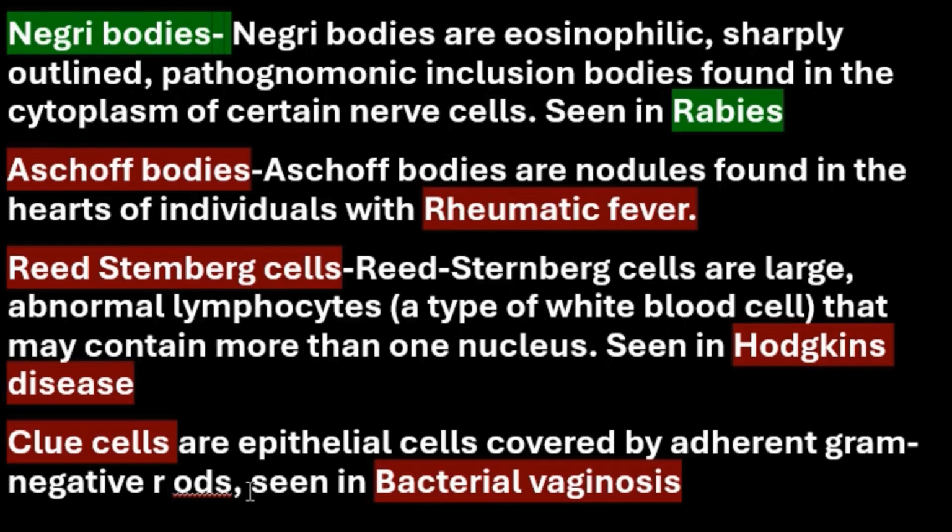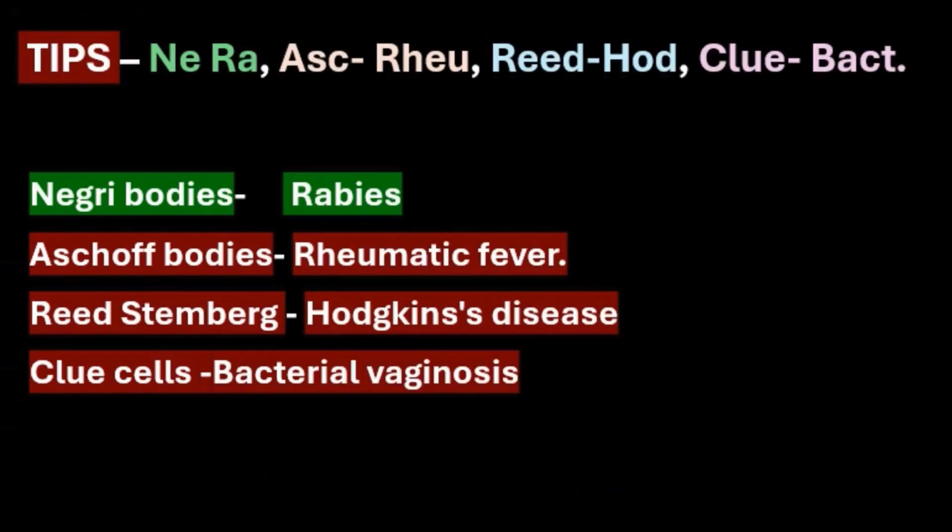Let us see the tips here. Negri, Ashok, Reed, Clue. Negri bodies found in rabies. Ashok bodies found in rheumatic fever. Reed-Sternberg cells are found in Hodgkin disease, and Clue cells are found in bacterial vaginosis.